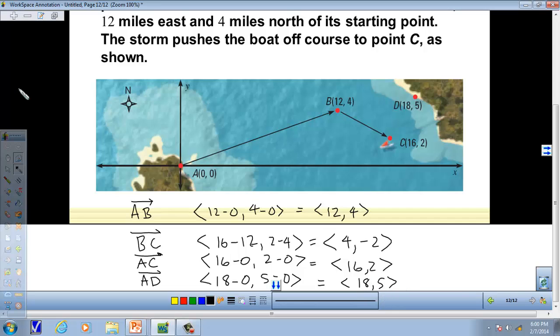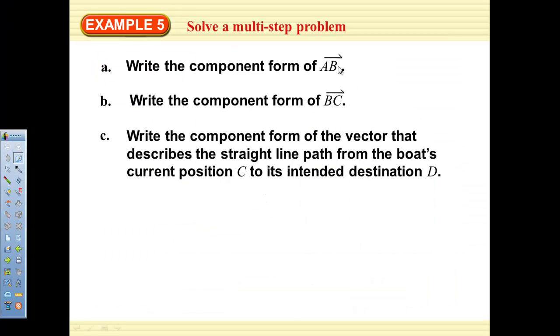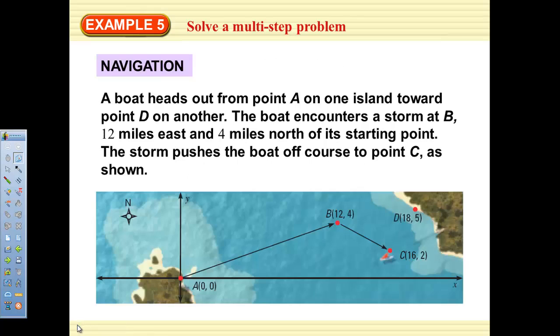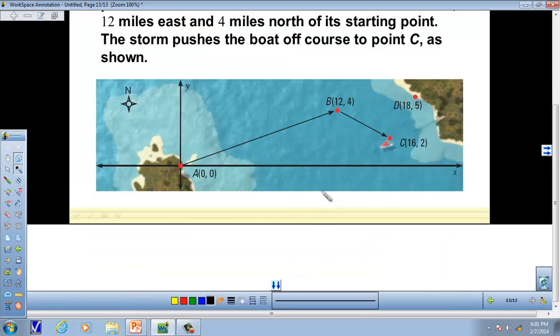Okay, pretty easy stuff. So if we look, we want the component form of AB, component form of BC, and then we want the component form, oh, I'm sorry, they wanted CD. We can go back to that, though. Let's go back real quick. So we want from C to D. So let's do that. I thought they wanted AC. So let's do CD.